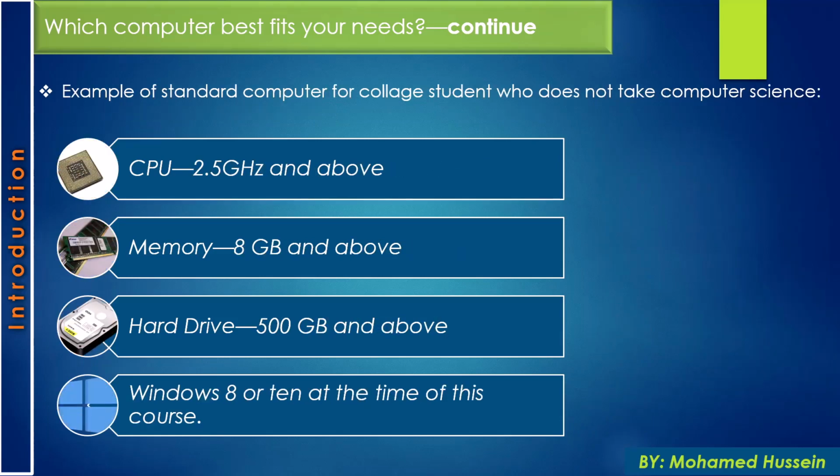And this is an example of a standard computer for a college student. CPU 2.5 GHz and above, memory 8 GB and above, hard disk drive 500 GB and above, and Windows 8 or 10 at the time of this course. Now you have a clear picture of how to select which computer best fits your needs.